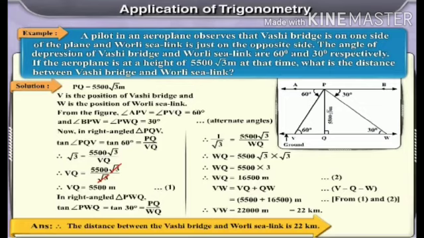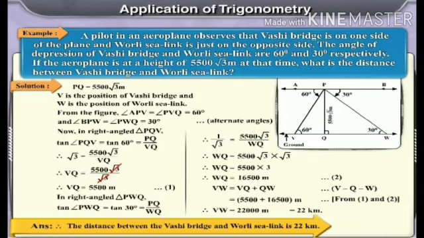Now in right angle triangle PWQ, tan PWQ is equal to tan 30 degree, which is equal to PQ upon WQ. Therefore 1 upon root 3 is equal to 5500 root 3 upon WQ. Now therefore WQ is equal to 5500 root 3 into root 3. So WQ is equal to 16,500 meter.